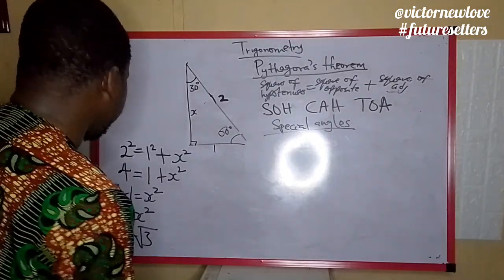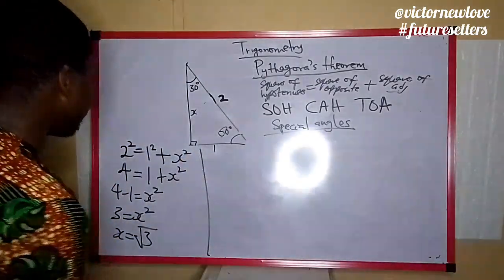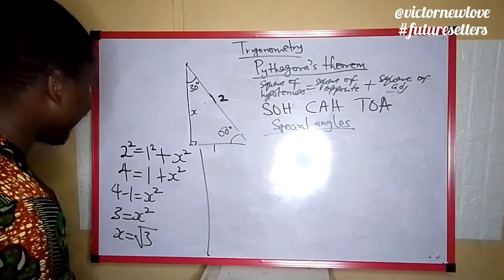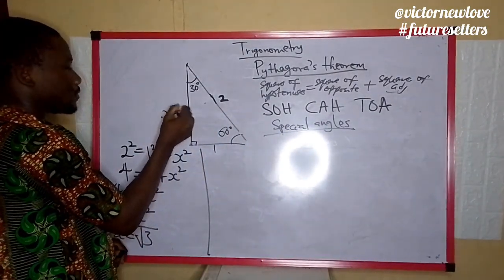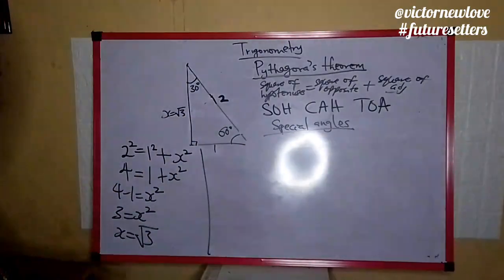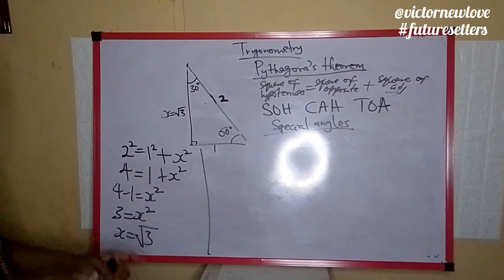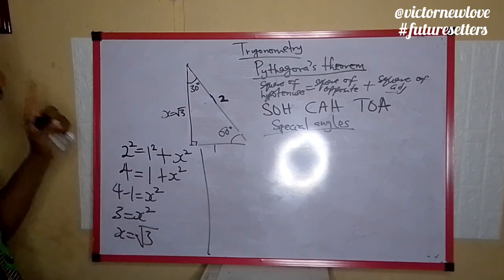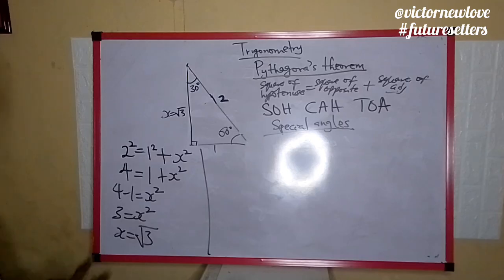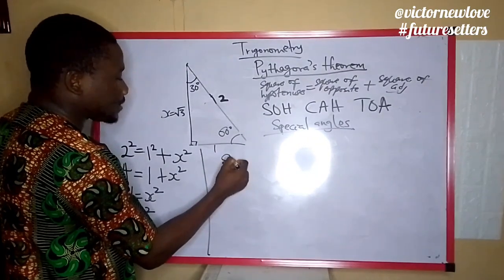Now, if x is equal to square root of 3, the next step is to analyze the questions critically. So we are going to remove this x now and just write x equal to root 3. Take note, in this part here, we did not say go and check calculator for root 3. We said let's leave it as root 3. So now we have already solved this.